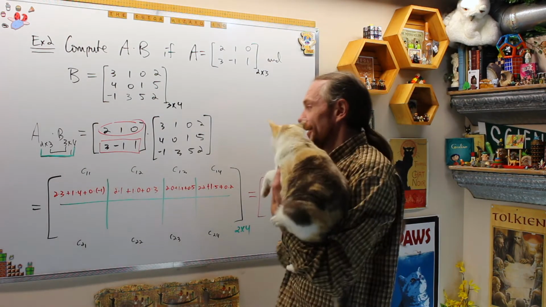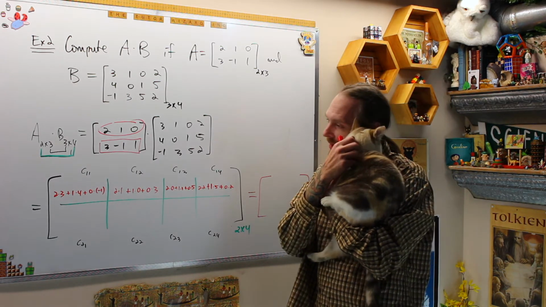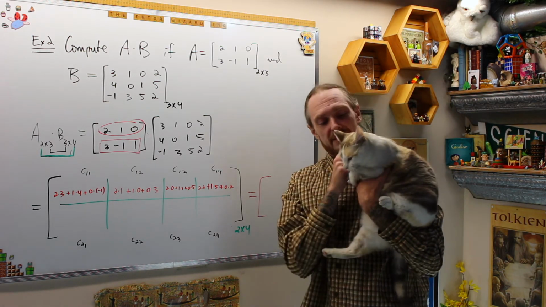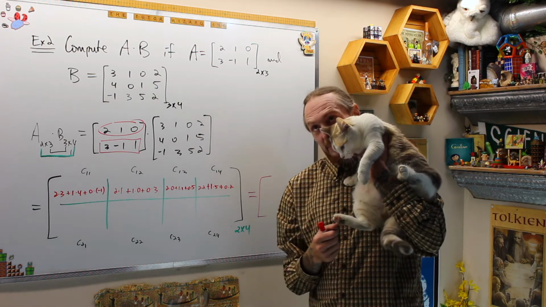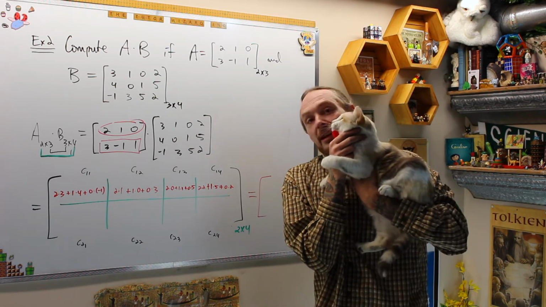Oh, she wanted to see. I know we're doing matrix multiplication. She wanted attention, so we have to stop. She's extremely jealous of the 2 new additions to the family. She was a princess, and now she's just a common plebe, and she's not liking it.